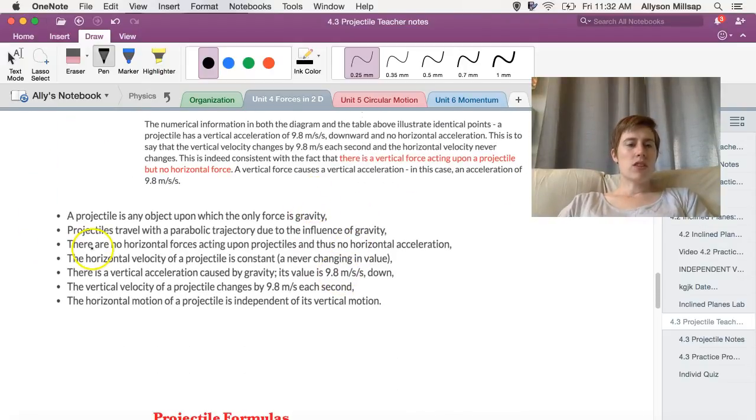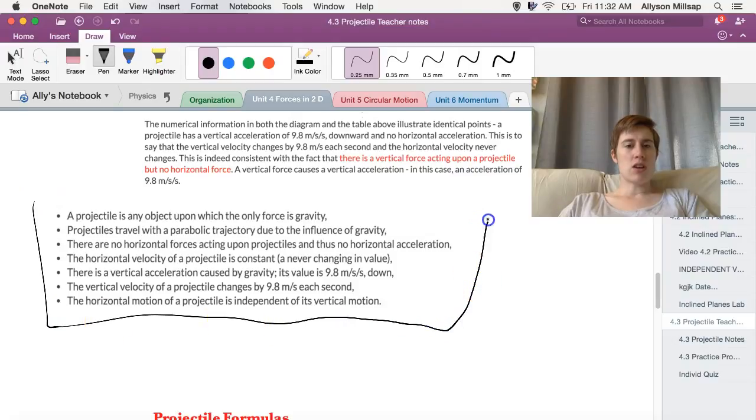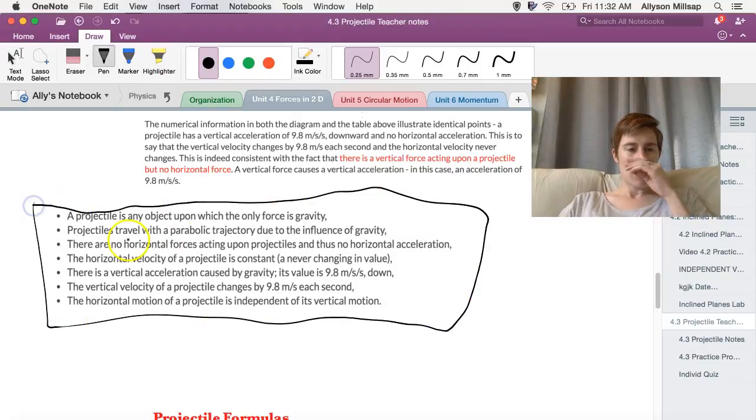So these are the conceptual things you need to know from this first part of the video. The projectile is any object where the only force is gravity. So you should know the free body diagram of any projectile ever just looks like this. One arrow down, label it F of G. Okay, projectiles travel with a parabolic trajectory. Parabolic means it looks like this.